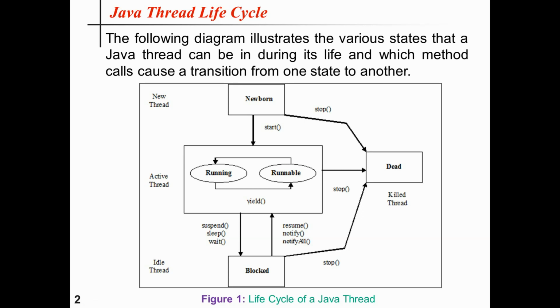And the last substate of the blocked state is blocked on synchronization. A Java thread may enter this state while waiting for an object lock. The thread will move to ready to run state when the lock is acquired.